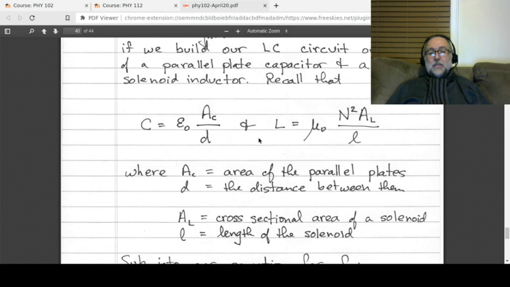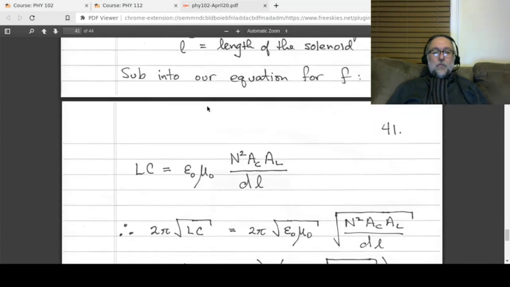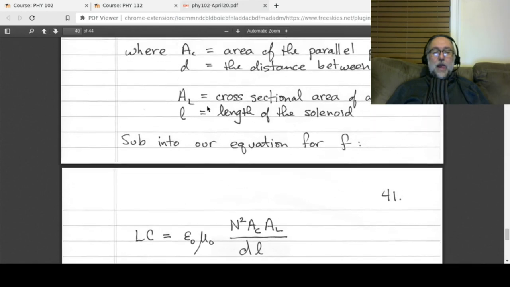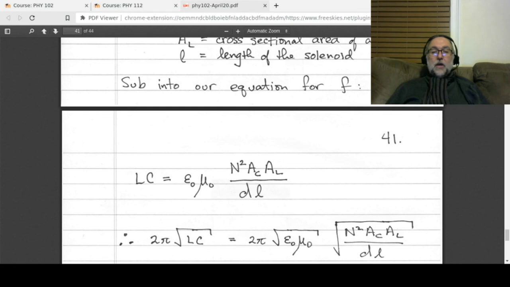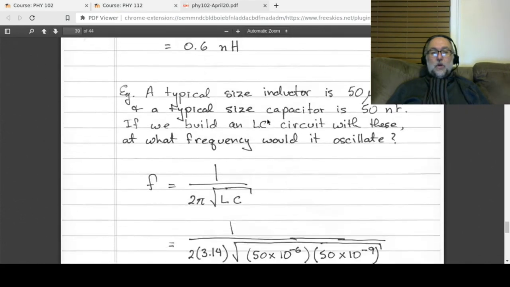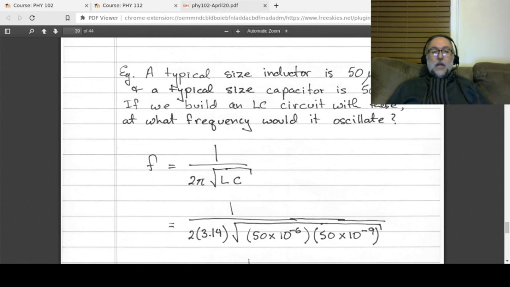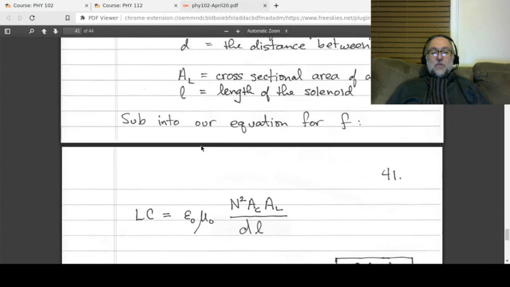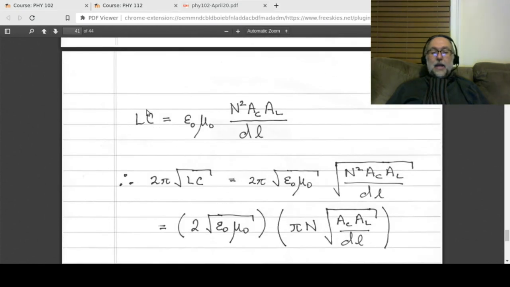Now if we put these two into the equation for the frequency, we substitute them in for C and L, we get the following. I did it in steps so that we don't get confused. Here's the equation we're substituting into, the equation for LC. I first took L and C and multiplied them together, and I get epsilon naught times mu naught, the permittivity multiplied by the permeability of free space, multiplied by n squared AC AL over D L. Okay, like that.